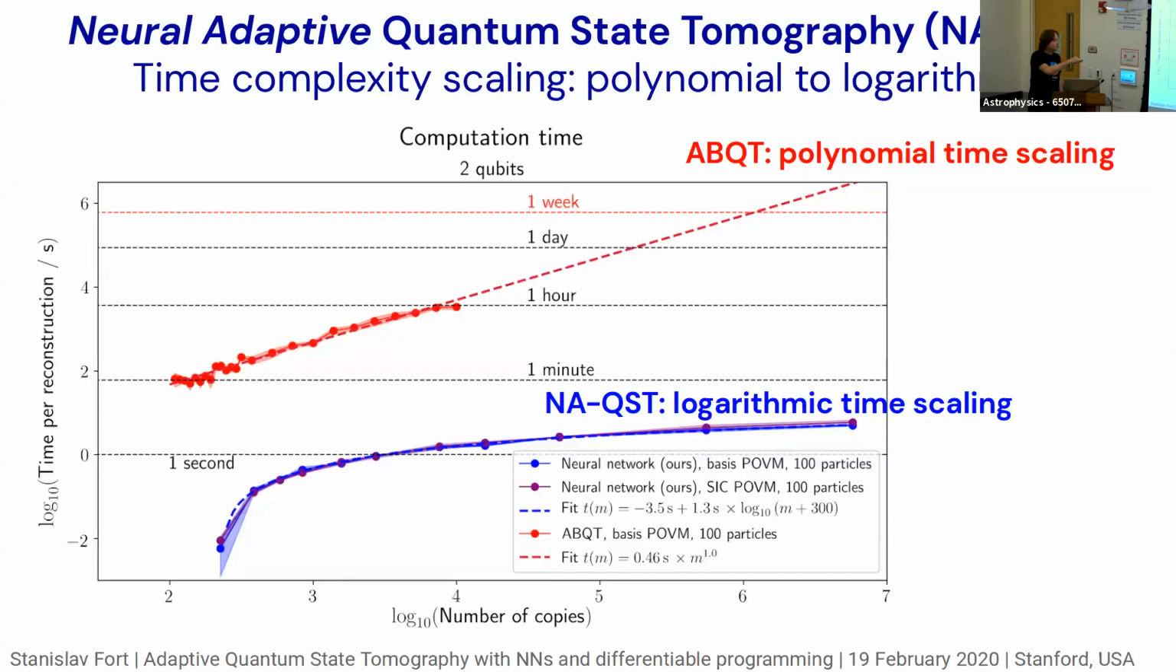So you see this is a 1 second line, this is a 1 minute line. Even for this large number of measurements, we are still below 1 minute, while the other algorithm already went over a week on my laptop. Those numbers depend on your hardware, of course, but the scale and the ratio will be preserved.